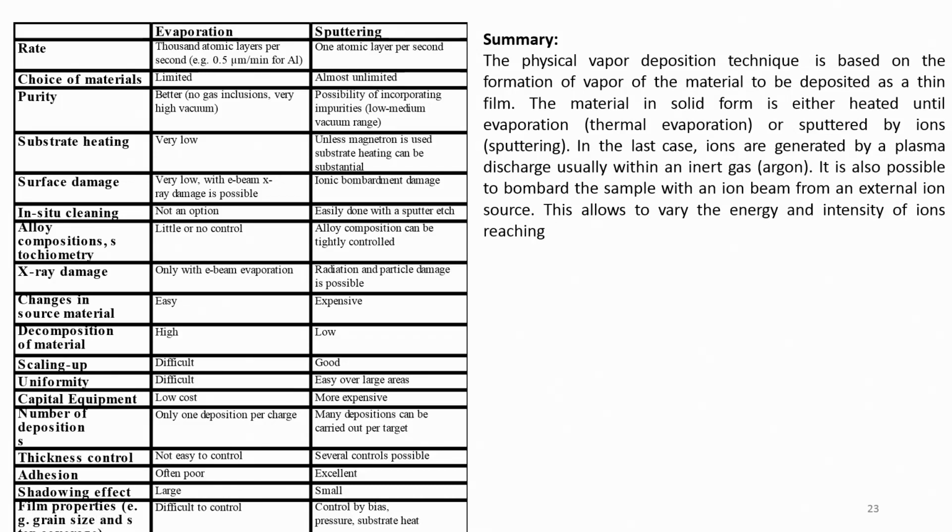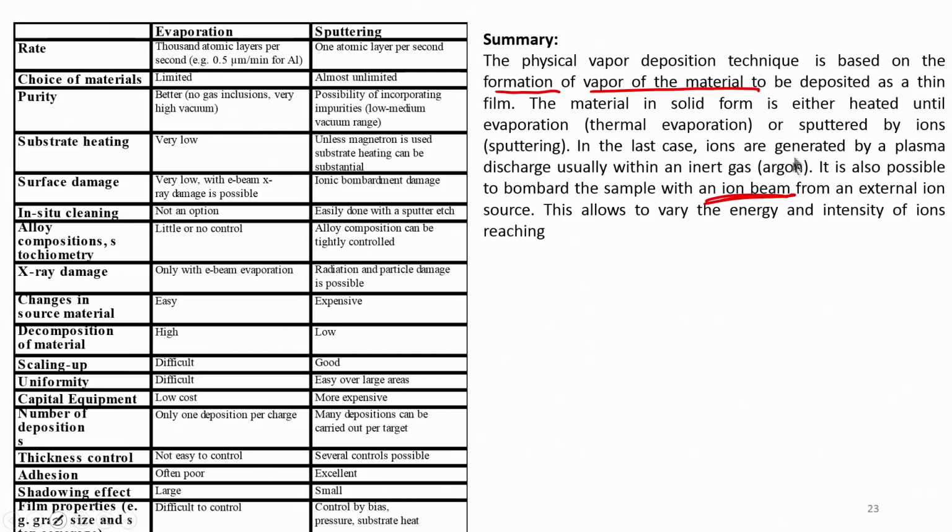So, in summary what we understand? In summary we understand that the physical vapor deposition technique is based on formation of vapor of the material to be deposited as thin film. The material in solid form is either heated until evaporation or sputtered by ions. In the last case, ions are generated by plasma discharge usually with an inert gas, and the inert gas we use is argon. It is also possible to bombard the sample with an ion beam, right, from an external ion source. This allows to vary the energy and intensity of ion reaching the substrate.